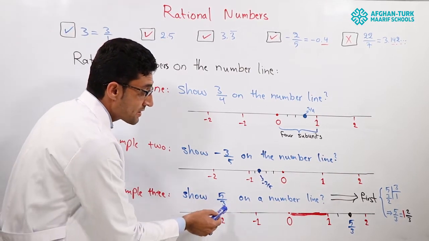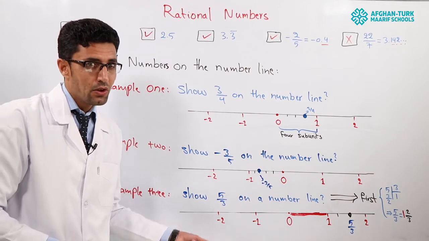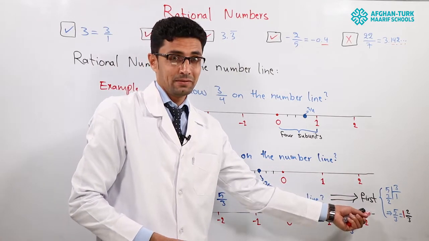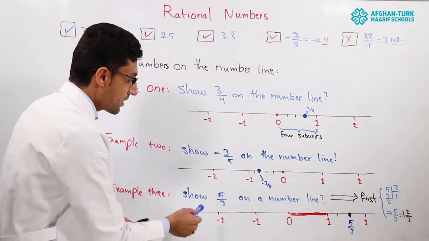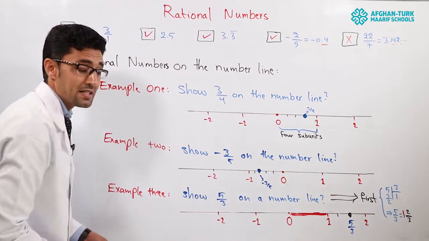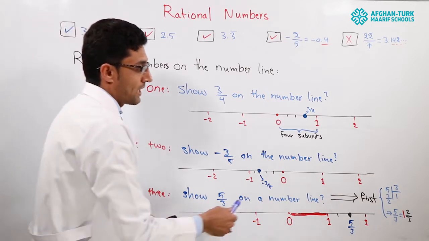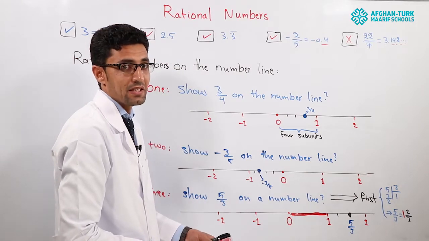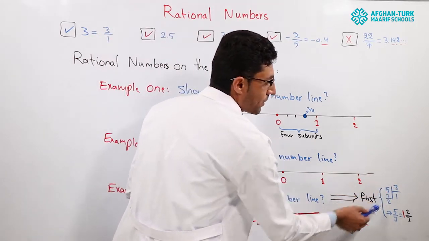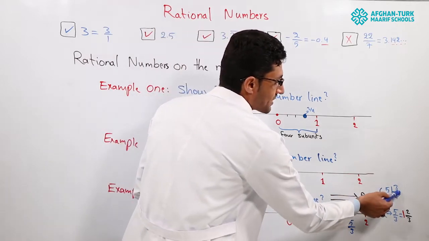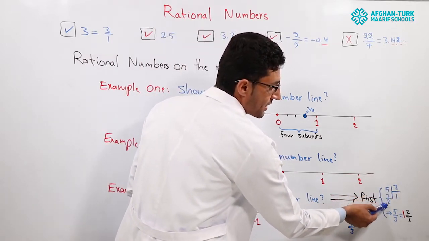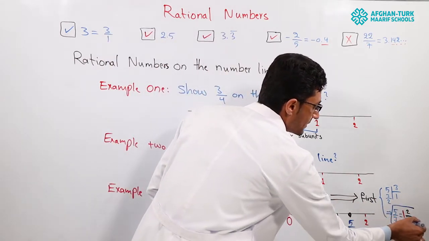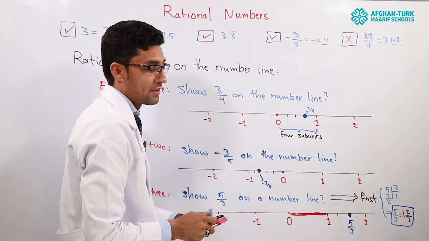Let's do example 3. Show 5 over 3 on a number line. Look at this. First, because the denominator is less than the numerator, we have to write it as a mixed number first. How? We divide 5 by 3. 5 over 3 is 1. 1 multiplied by 3 is 3. What is the remainder? 2. It means that we can write it as a mixed number.